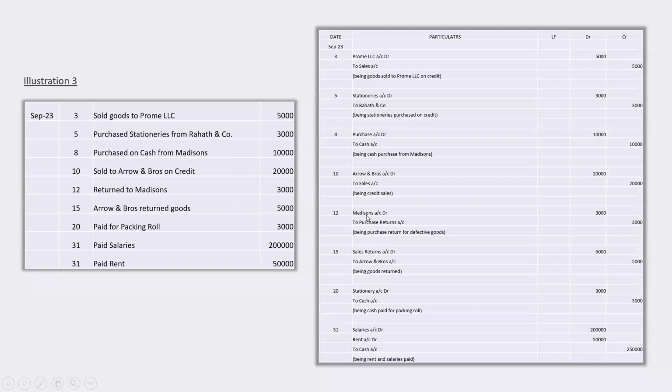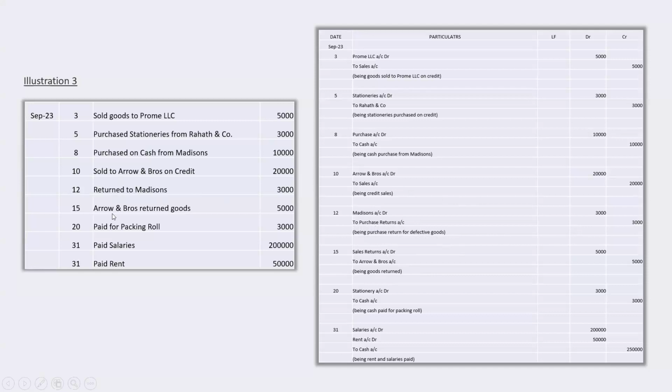So here you can see it's Madison's account, because since you're returning, Madison's is the receiver from the company's point of view. So debit the receiver and credit the giver. Company is the giver. So Madison's account debtor 3,000 to purchase returns account creditor 3,000. Mention it as purchase returns and not as purchase. You're returning a part of the purchase you have done with Madison's. Being purchase return for defective goods. In the narration, you can mention the reason why you are returning the product.